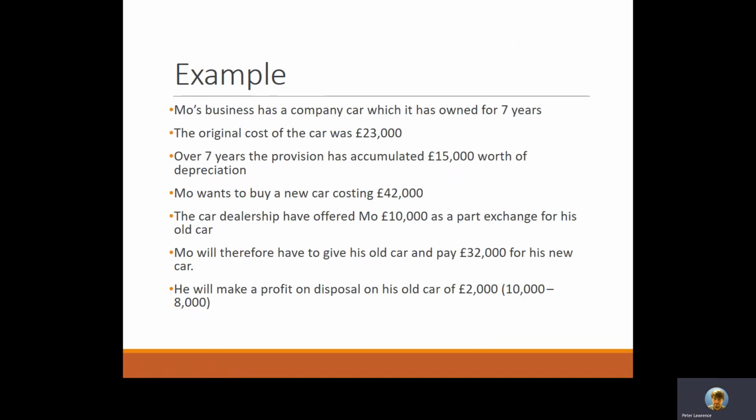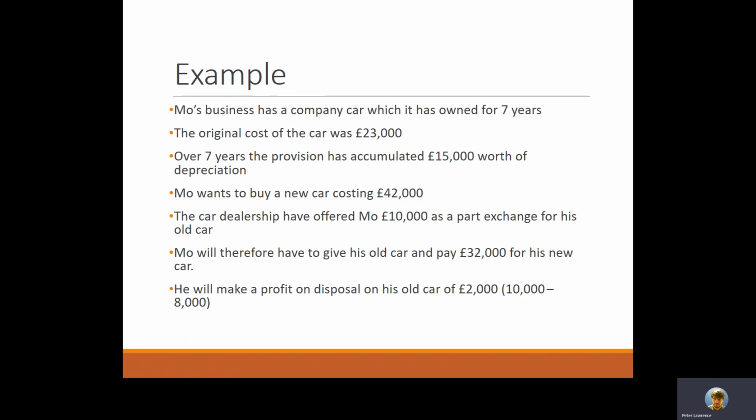So here's an example. We've got Mo. He has a car company. Sorry, he owns a company car. He's owned it for 7 years. The original cost of the car was £23,000. Over 7 years, he's accumulated £15,000 worth of depreciation. He's going to buy a new car, costing 42 grand.